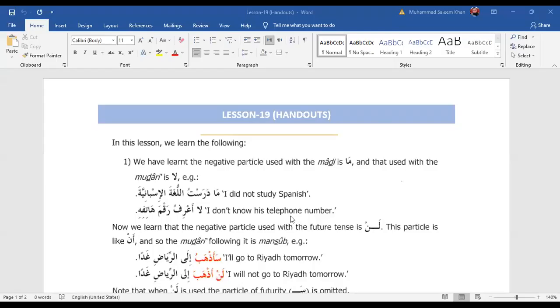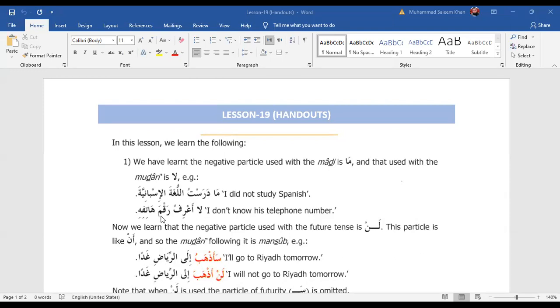Basically, these handouts and this lesson are very easy. However, the information that we have in this lesson is very, very important, and that is the use of harf lan. So we have already learned that we use ma for the past tense. For example, you say, ma darastu al-lughat al-isbaniyata, I did not study Spanish. When we want to negate something for the past, we use ma. And if you want to negate something in the present, we use la.